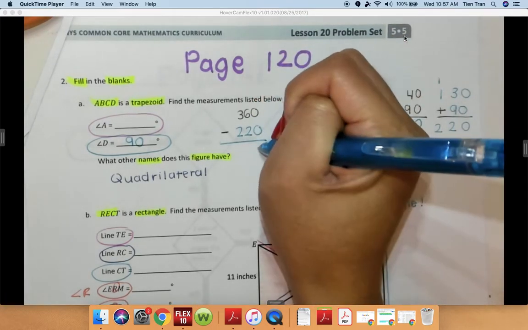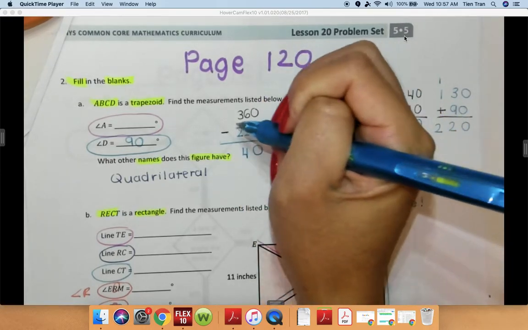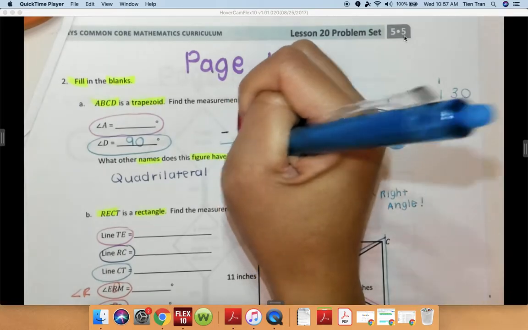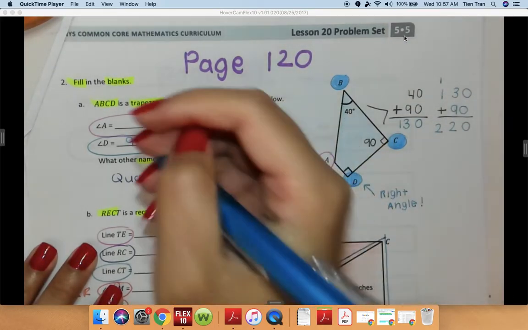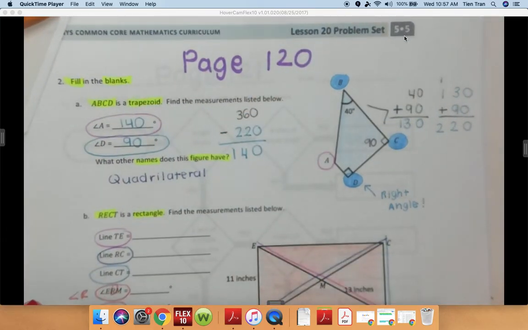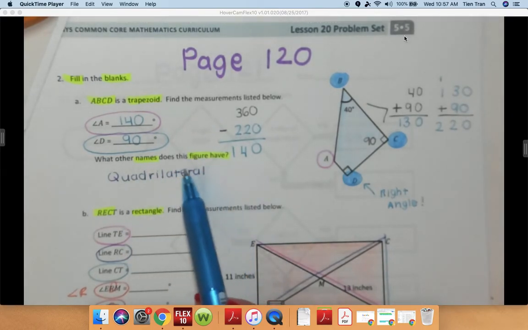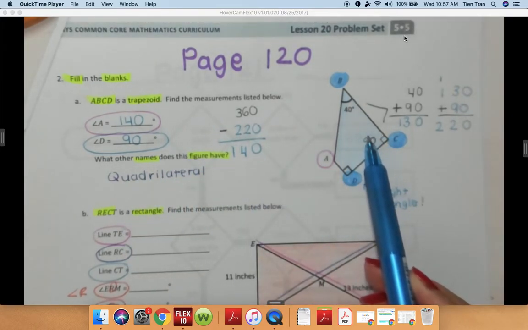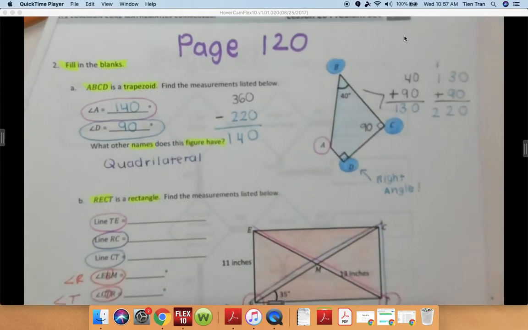So 0 minus 0 is equal to 0. 6 minus 2 is equal to 4. And 3 minus 2 is equal to 1. So my final answer for angle A is equal to 140 degrees. Okay? Now, what other names does this figure have below? It can also be called a quadrilateral or a trapezoid.